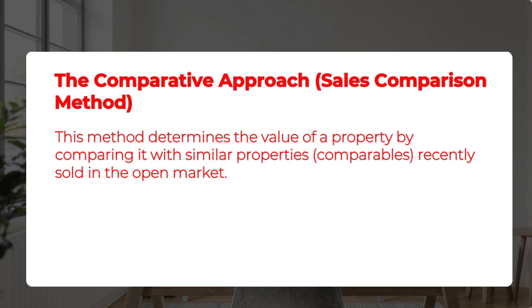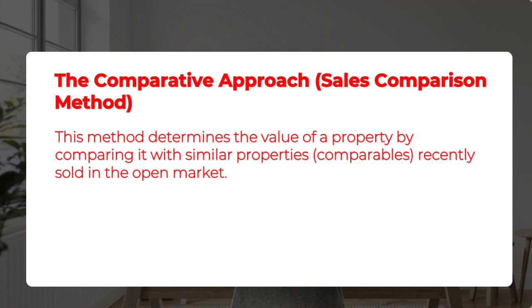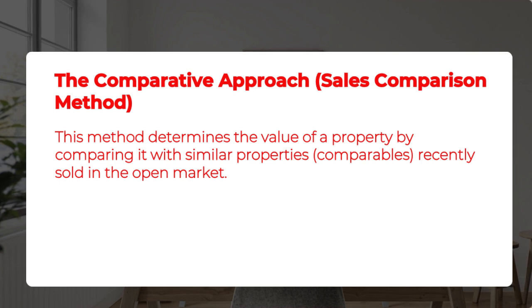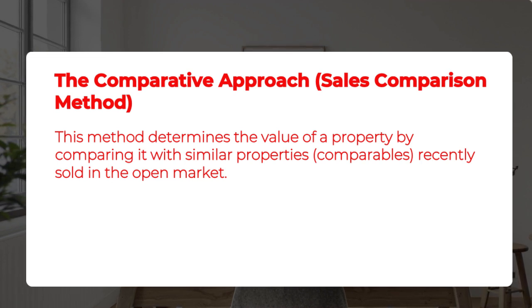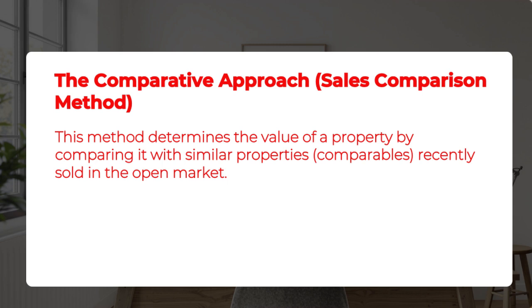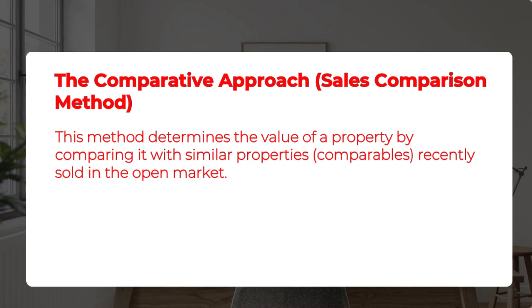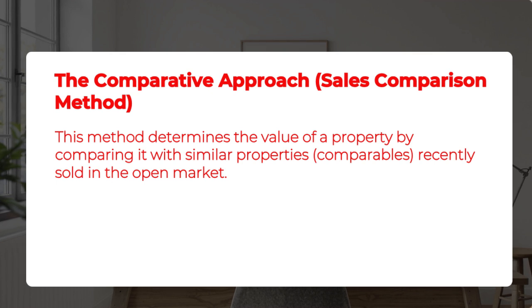2. The comparative approach, sales comparison method. Definition. This method determines the value of a property by comparing it with similar properties (comparables) recently sold in the open market. Procedure. Collect data on similar, recently sold properties, adjust for differences, e.g., size, location, age, condition, tenure, amenities. Derive a unit rate, per square meter, per room, per plot, etc. Apply the adjusted rate to the subject property. Best used for owner-occupied residential properties and vacant land in active markets with abundant comparable sales data.